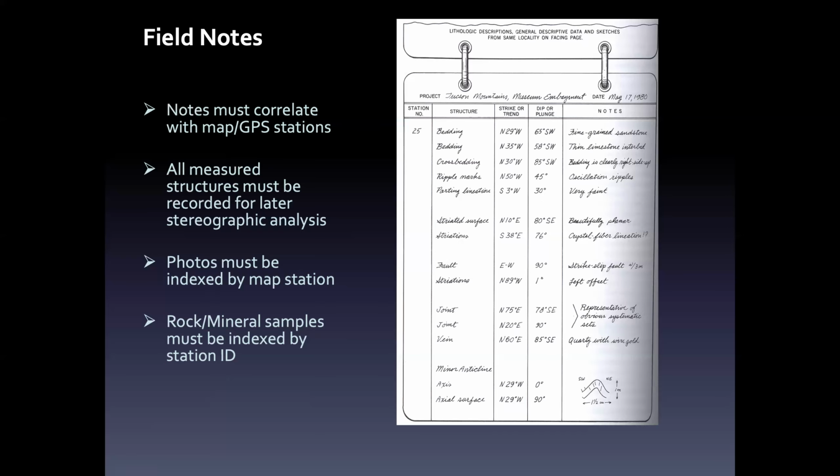Today, we would be using GPS locations. So each one of these notes would also be someplace over here where your GPS location is. You'd add that as a column to your notes. All measured structures must be recorded for later stereographic analysis. This just means looking at more detail. It could be air photos. It could be satellite images. Photos must be indexed by map station, which is what we have here. And rock and mineral samples must be indexed by station ID.